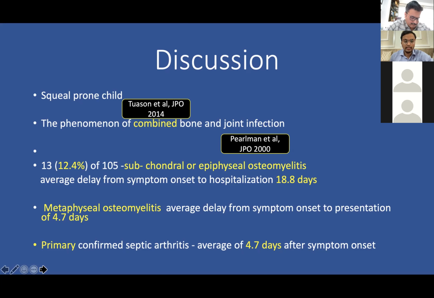In these studies, in 13 of 105 patients with subchondral and epiphyseal osteomyelitis, the average delay from symptom onset to hospitalization was 18.8 days. Similarly, for metaphyseal osteomyelitis the average delay from symptom onset to presentation is 4.7 days. Primary confirmed septic arthritis average is 4.7 days after the symptom onset.